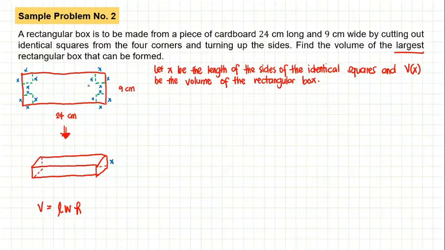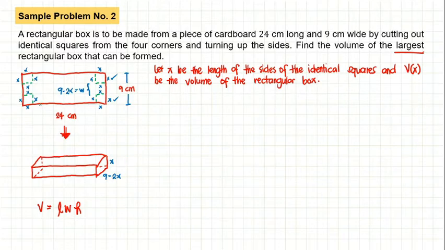Now for the width, this will be our width. Take note the whole cardboard is 9 centimeters long. Since we will cut out an x and another x, we will deduct or subtract 2x from 9 centimeters. Therefore, our width now becomes 9 minus 2x. So this one here is 9 minus 2x.